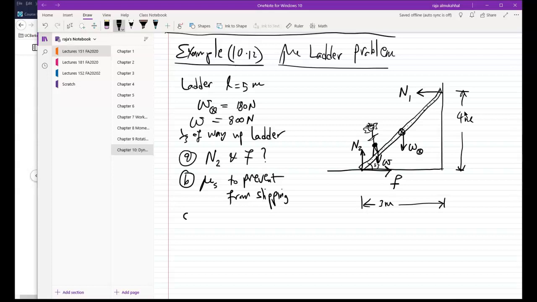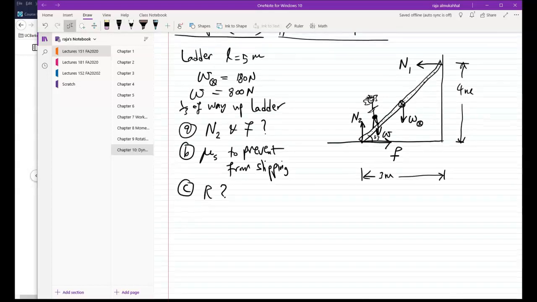And then C, what is the force R? I'll come back to it. You say, what is R? I'll come back to it, I promise. I don't want to clutter the drawing. The R is there somewhere. I'm going to show you what it is at the end. Okay? So that's base. So let's find N2 and the force F first.